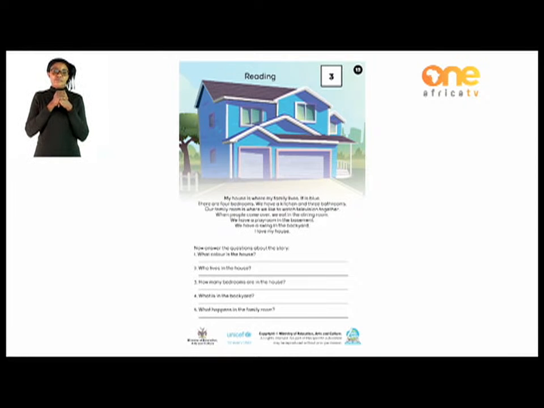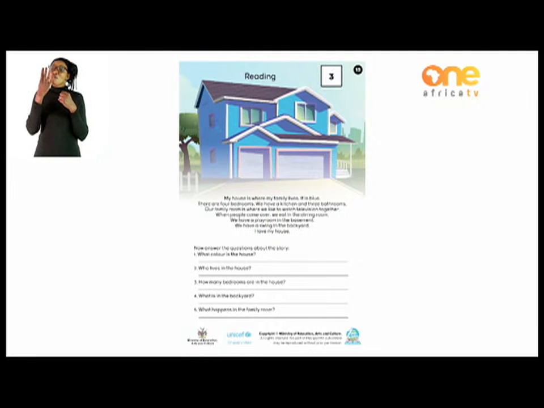Now let's go over to the questions. There are 5 questions. You have to fill in the answers on the lines that are shown on that page. Okay, question 1. What color is the house? Blue. So we have to fill in the answer on top of the line. Question 2. Who lives in the house? The family.